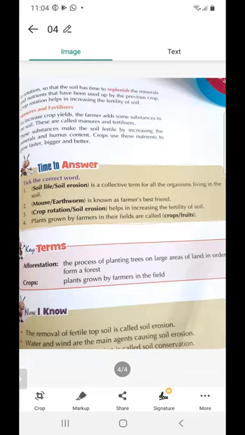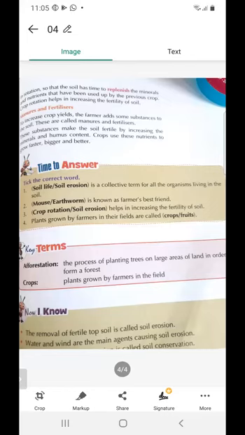And our key terms: afforestation means planting trees. Crops means plants grown by the farmers in the field. So you have to write the key terms in your fair notebook and you have to tick the answers of time to answer in the book.